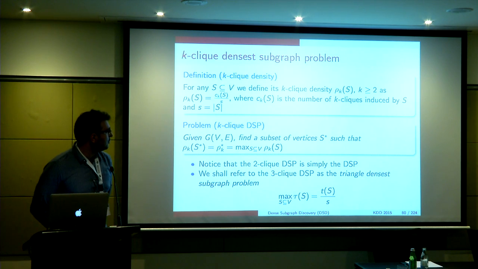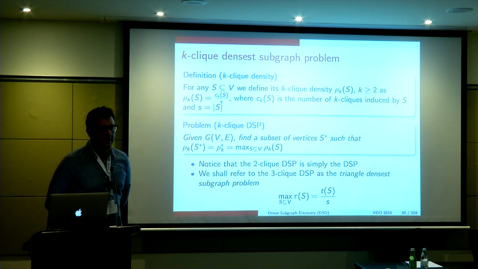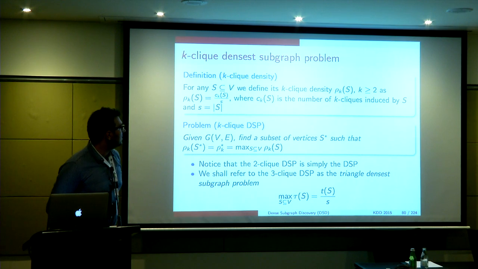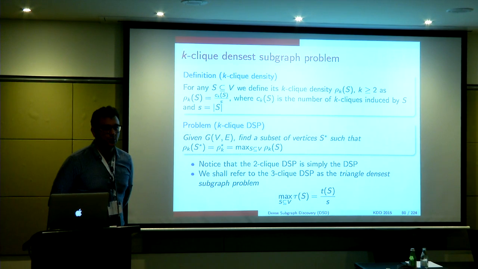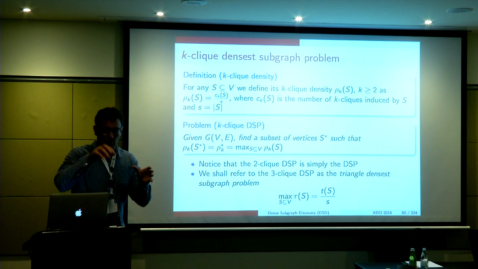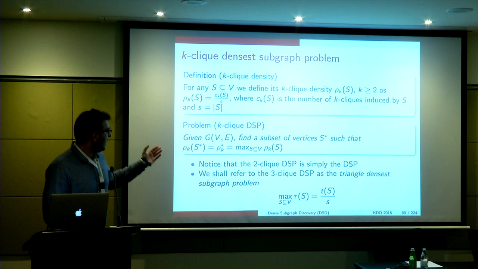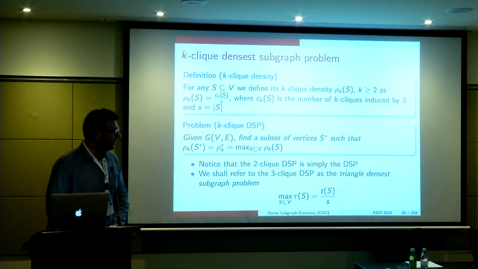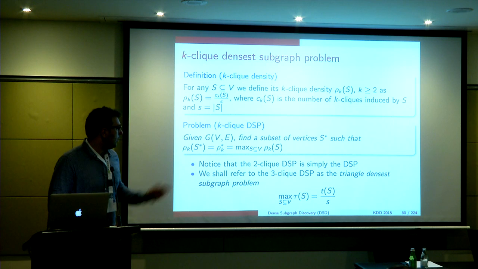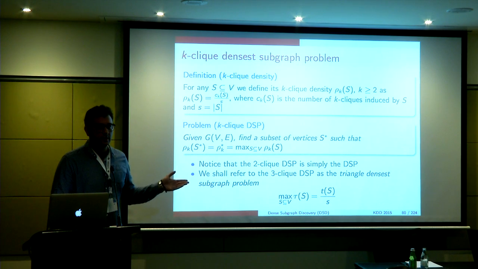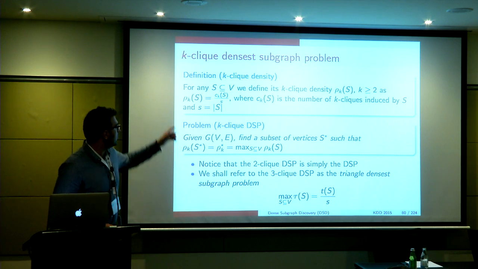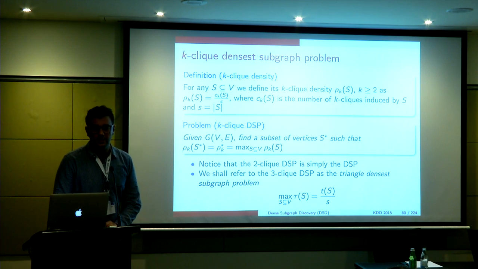So for any subset of vertices S, we define the k-clique density, rho k of S, to be the average number of induced k-cliques, okay? So Ck of S is the number of k-cliques induced by S. That means all k-cliques whose vertices are all within S, okay? So the k-clique DSP asks to maximize this density. When k equals 2, Aris already showed that this is the densest subgraph problem because a 2-clique is just an edge. So rho 2 of S is the degree density.